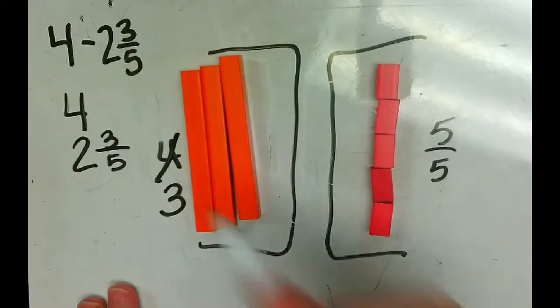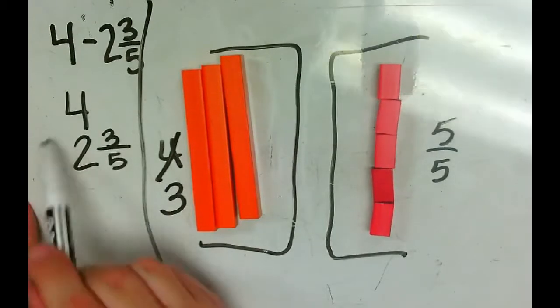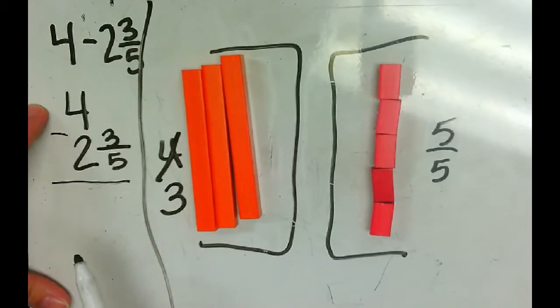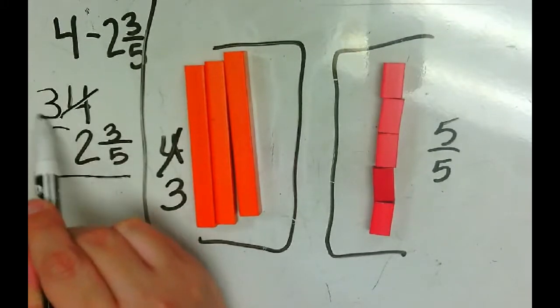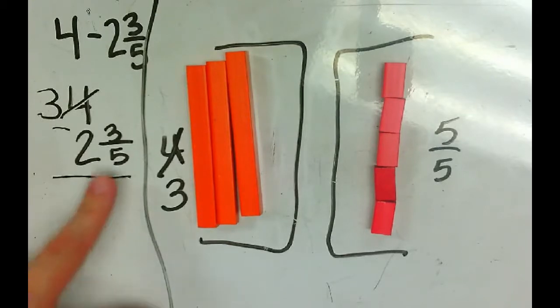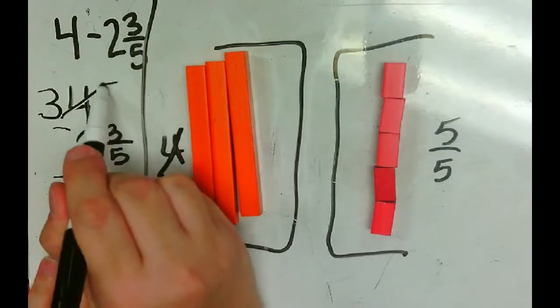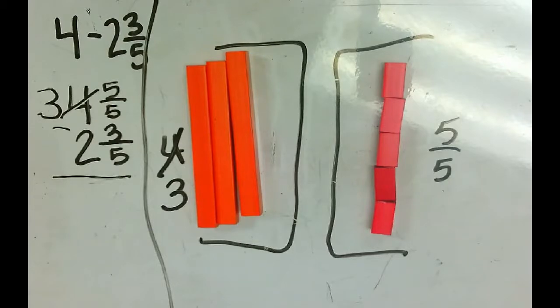I'm going to show that. What did I do right here? What should I do right here where I'm working it out? I'm going to cross out the 4 and make that a 3. And then I'm going to put what right here? 5/5. Now can I subtract 2 and 3/5?